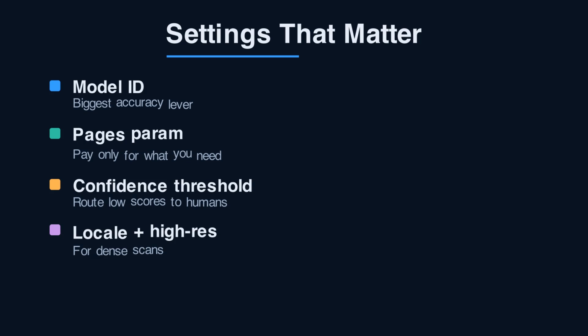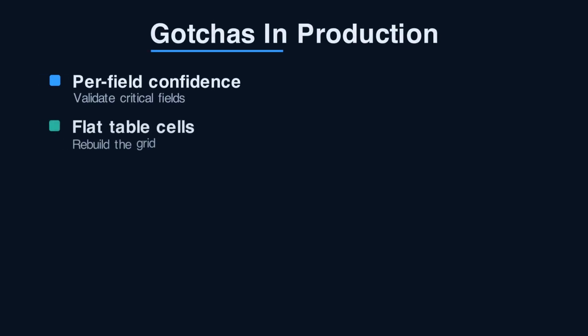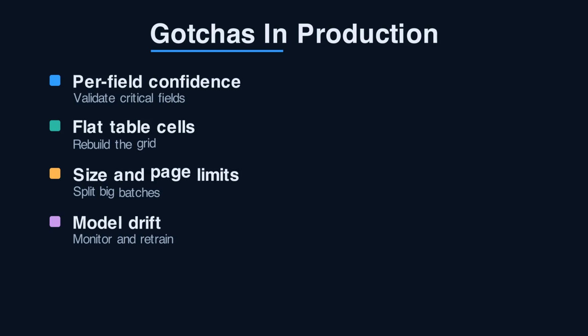Pricing is per page and differs sharply between pre-built, layout, and custom, so check the current Azure pricing page before you commit to a model. A few things consistently bite teams. Confidence is per field, not per document, so an overall pass can still hide one wrong total. Always validate critical fields downstream.